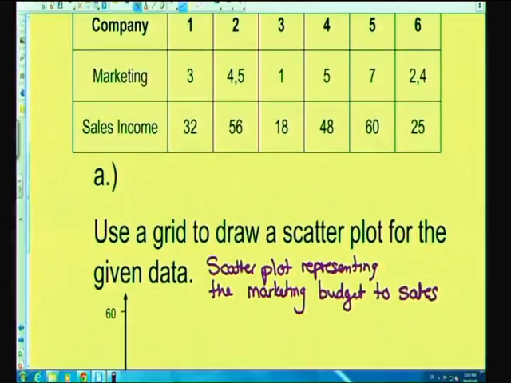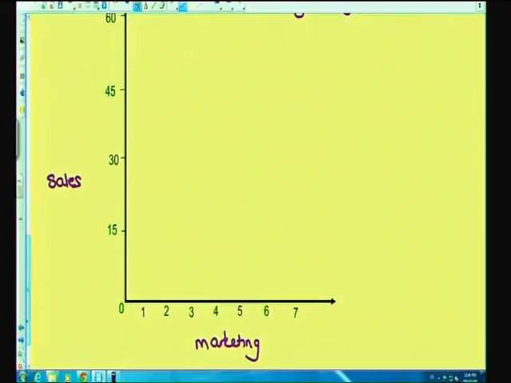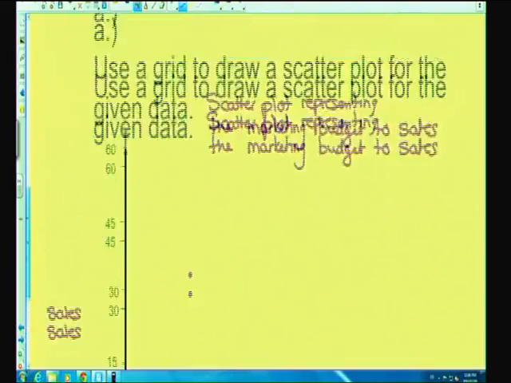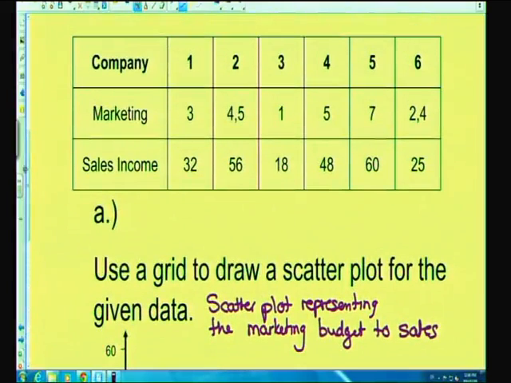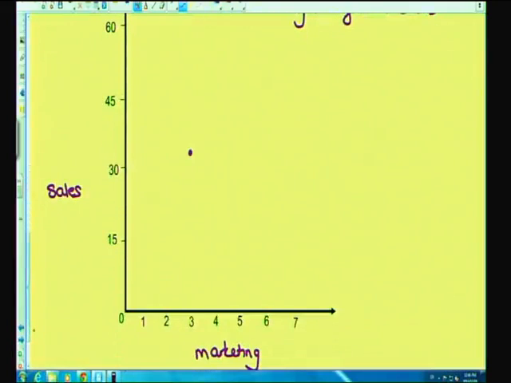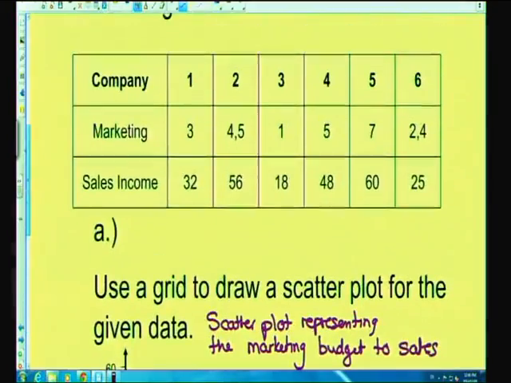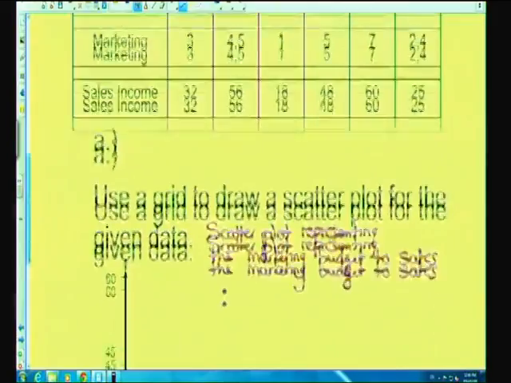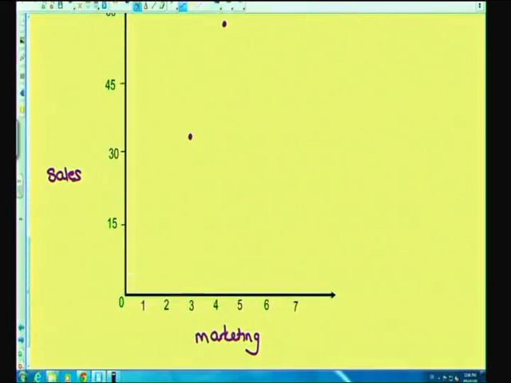So now we're going to go and plot. So what we're going to do is we're going to plot 3 against 32. Okay, hopefully that's a good enough representation of that. The next one we're going to plot 4.5 against 56. The next one we're going to plot 1 against 18.